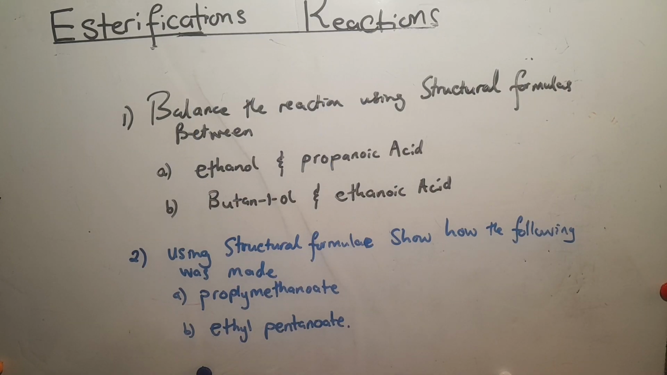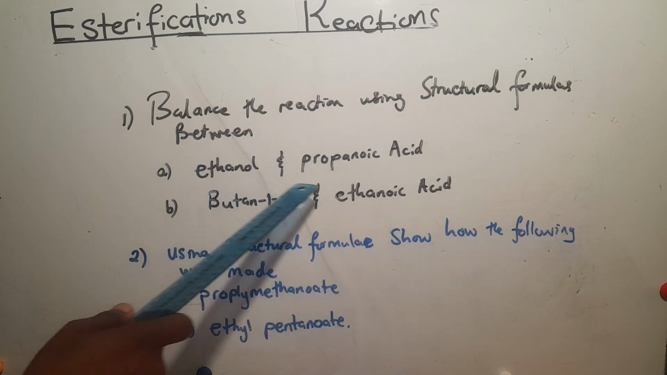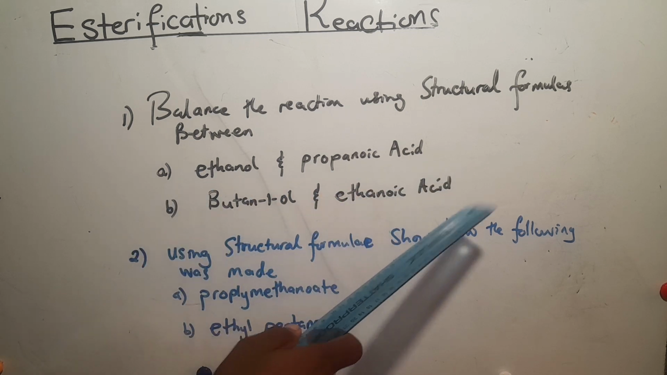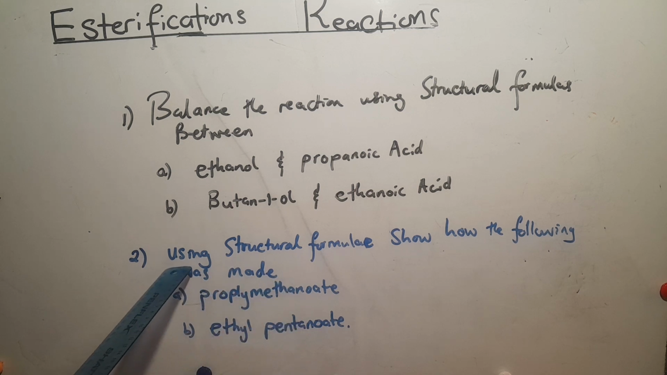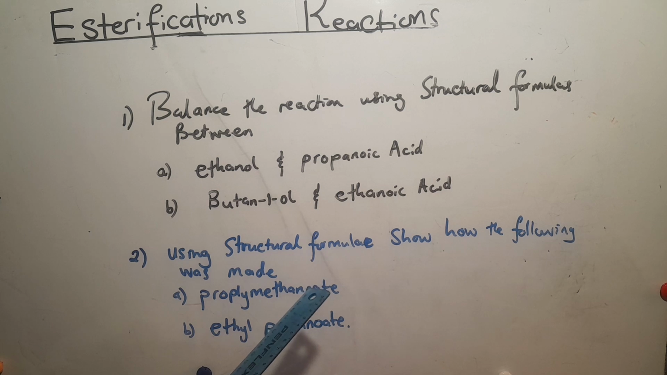So I'm leaving out this work so that you can try it out, and then I'll do a quick solution of this video afterwards, right? So maybe I'll post it the following day. This one is saying balance the reaction using structural formula between ethanol and propanoic acid, and the following one, butane 1-ol and ethanoic acid. And also using structural formulas, show how the following was made: propyl methanoate and ethyl pentanoate, right?